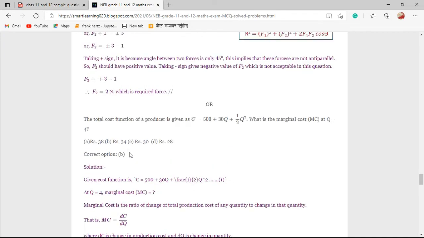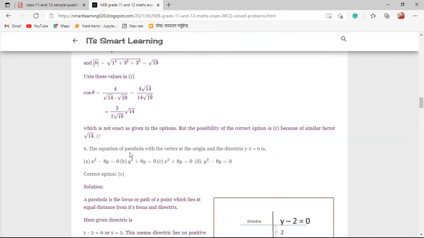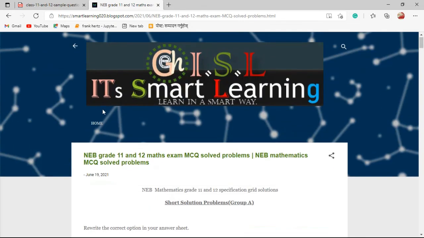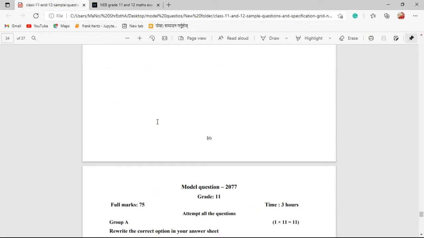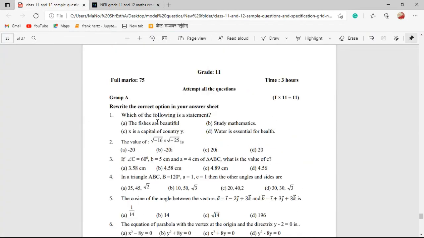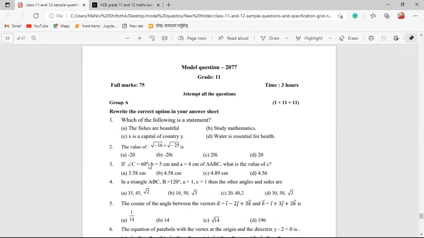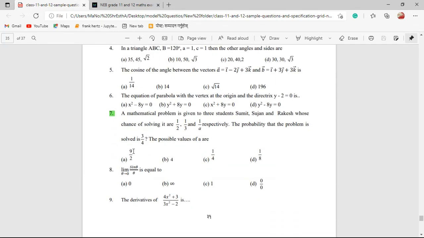This is how you can solve the problems of question group A in this specification grid of NEB grade 11 and 12 mathematics.